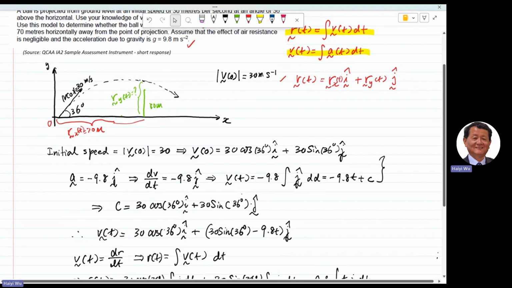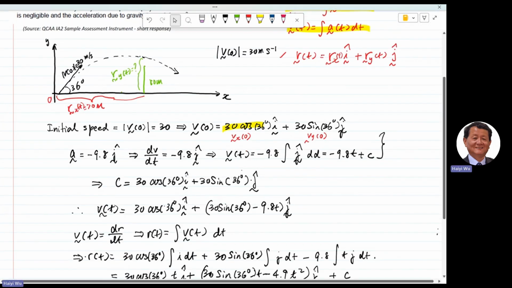So we know the initial speed is 30. Therefore, the initial velocity x component is 30 times cosine 60. We call this vx0. That's vy0, which is 30 times sine 60. So that's the initial velocity.